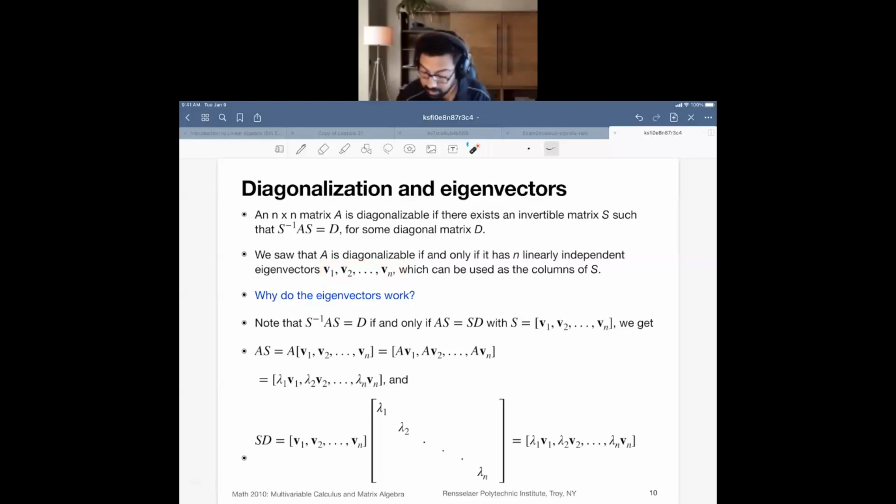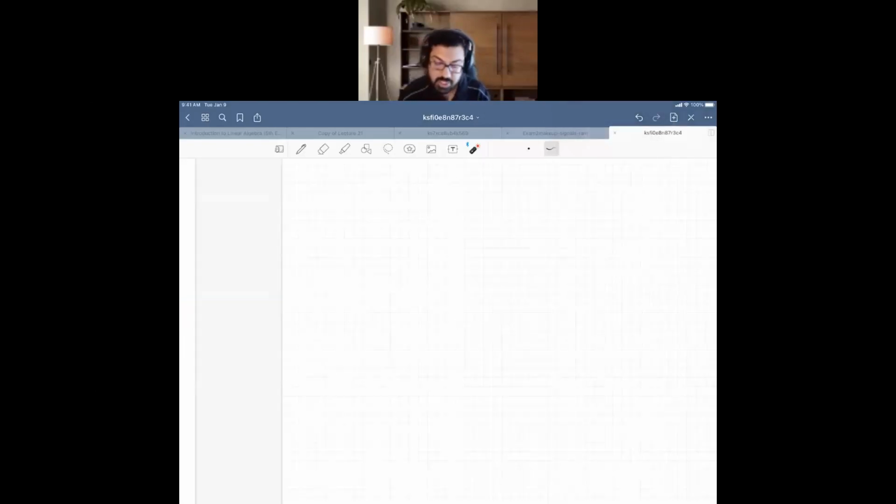So if the eigenvectors are there, now the question is, why do the eigenvectors work? Why is it that you can take eigenvectors and arrange them as S and S inverse, and how are you able to get a diagonal matrix? Why are the eigenvectors working? For this, I'll add another page here and try to consider it.